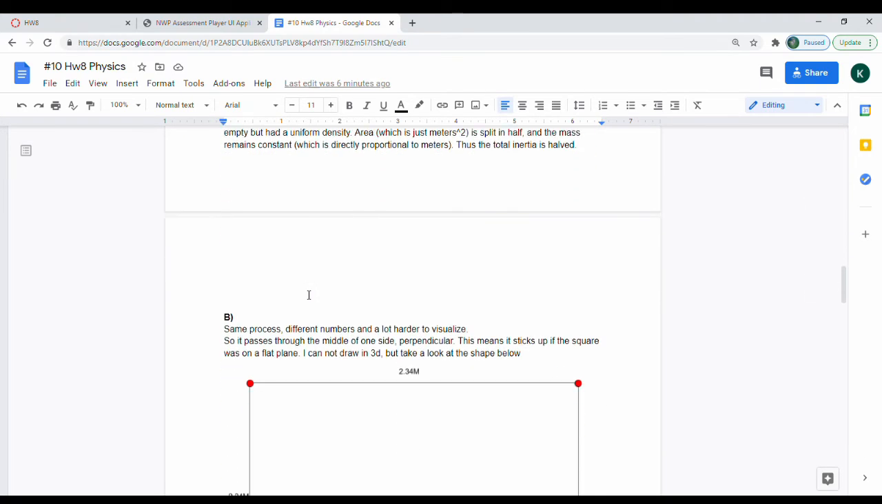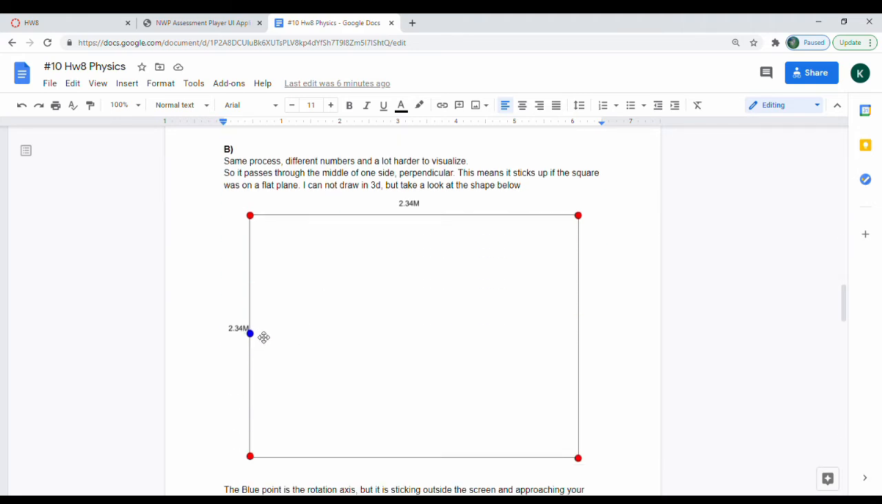Alright, for B. Same process, much more difficult to visualize. So we're being told it passes through the middle of one side and perpendicular. So this is what it would look like. It's in the middle of one side, and if it's perpendicular, that means, imagine for a moment that this blue dot is a line that's currently going up. It's pointing out of your screen. It's pointing towards you. It's perfectly perpendicular.